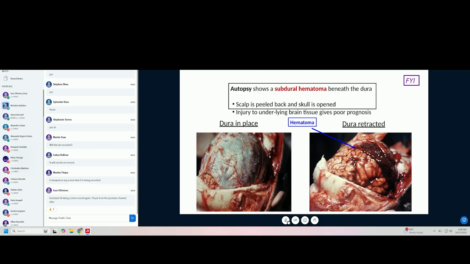Here's an example of an autopsy that was done on somebody who had a subdural hematoma. So you see that dura, that gray fibrous looking tissue on top of the brain that's supposed to be there. When you pull that thing back, you can see that there was bleeding under it. And so that's what that looks like.